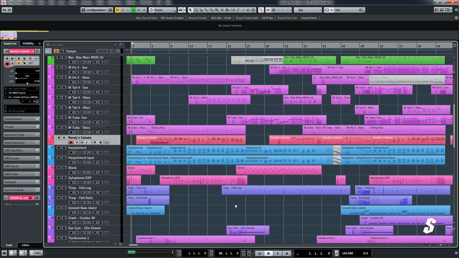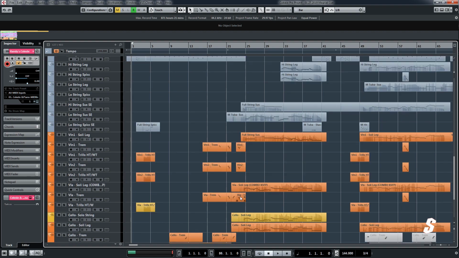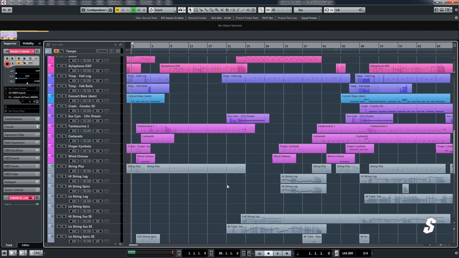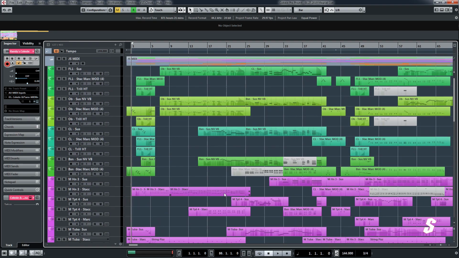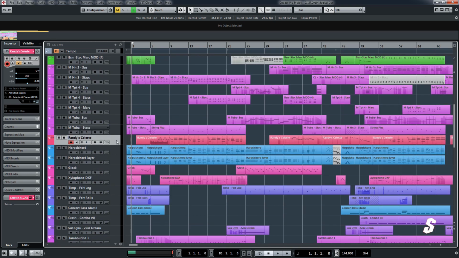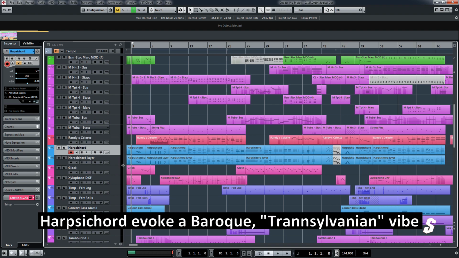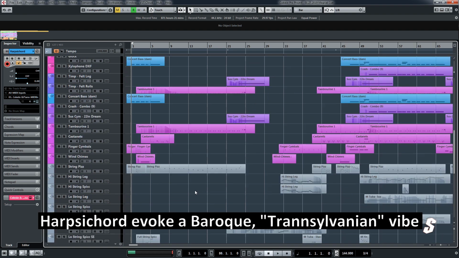First off, I use a lot of different sounds. The sound choices I've used were the full orchestra, and then on top of that, featuring the Randy's Celeste, harpsichord, and even women's choir.